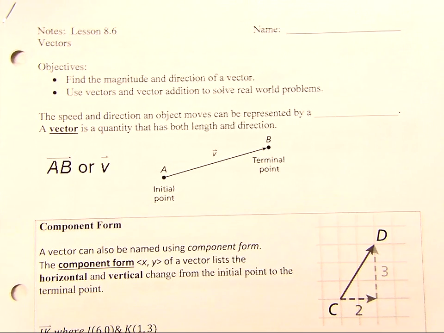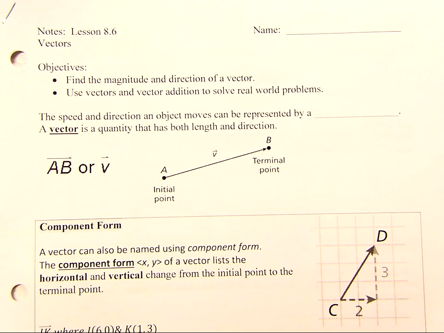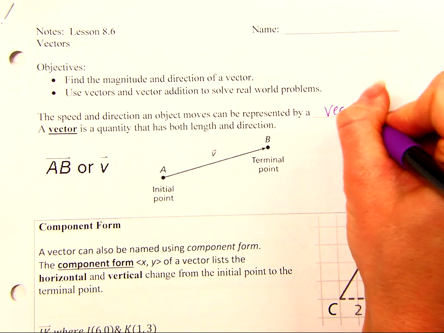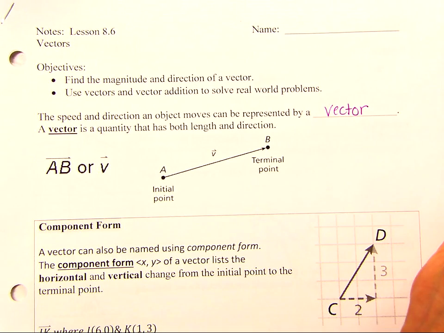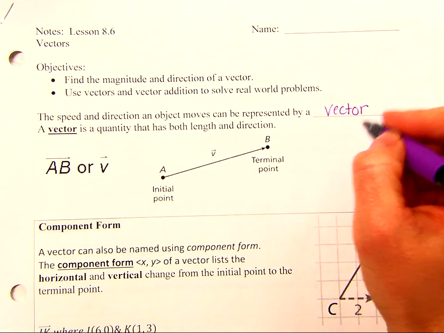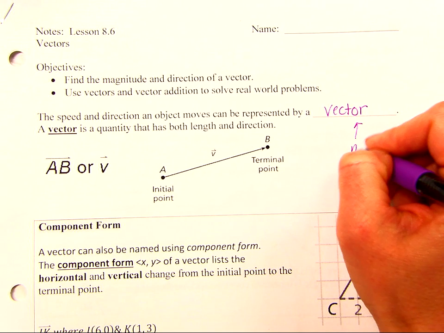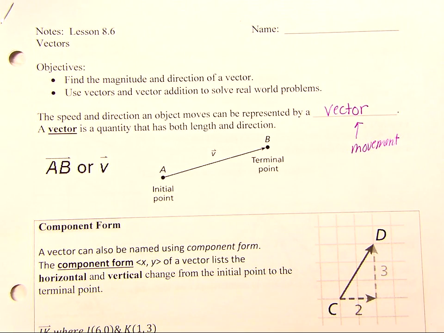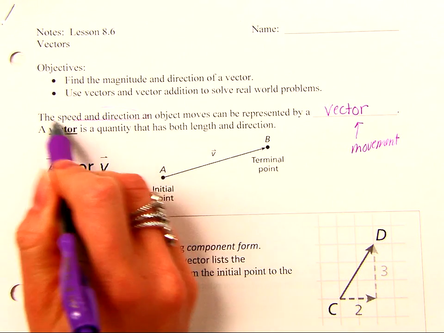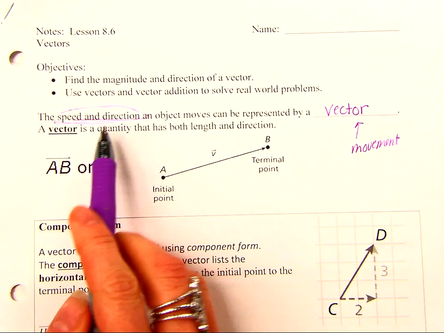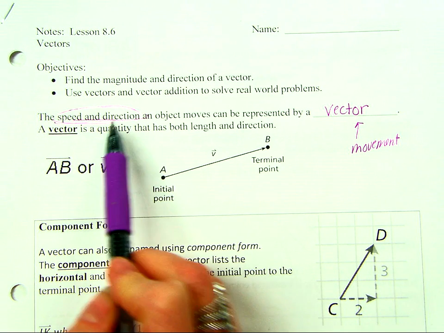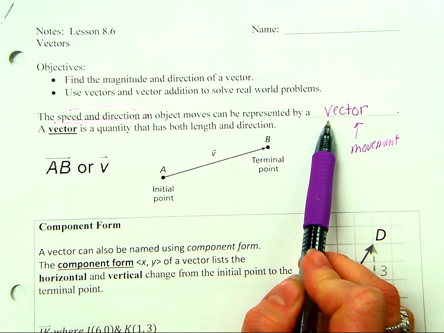In lesson 8.6, we are going to be talking about vectors. The speed and direction an object moves can be represented by a vector. So a vector really is something that represents movement. It kind of looks like an arrow on our graph. Speed and direction, when we refer to that, we're really talking about velocity. So we're representing our velocity with our vector.